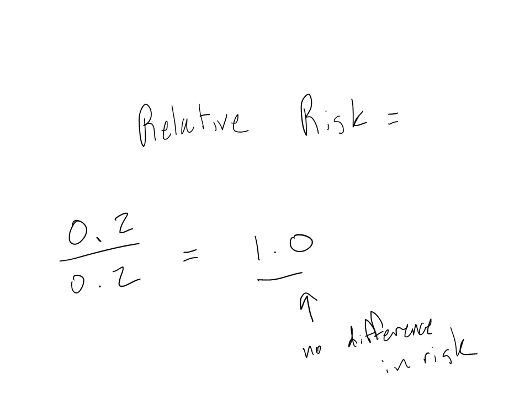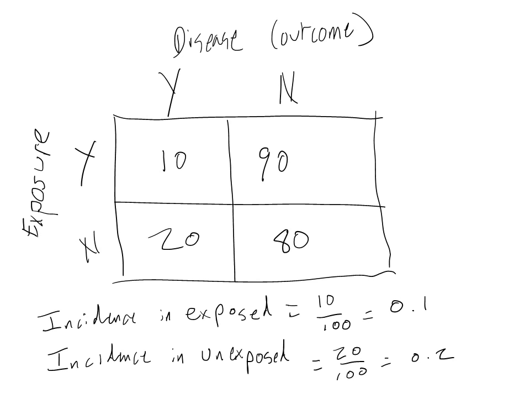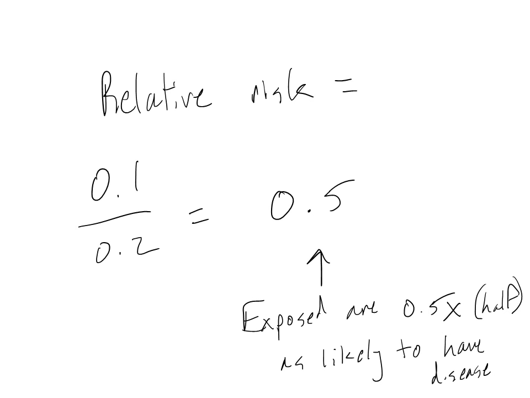So as you can see, when the incidence rates are equal between the exposed and unexposed, the relative risk is equal to 1. In this example, the incidence in the exposed is 0.1 and the incidence in the unexposed is 0.2. When we calculate the relative risk, we divide 0.1 by 0.2 to get 0.5. This means that the incidence in the exposed was 0.5 times that of the unexposed. In other words, the exposed were about half as likely to get the disease as the unexposed.